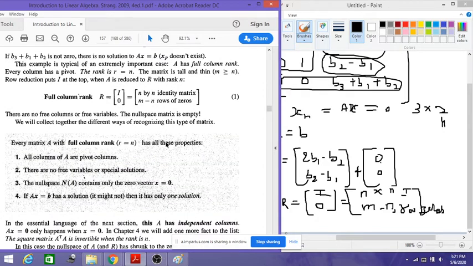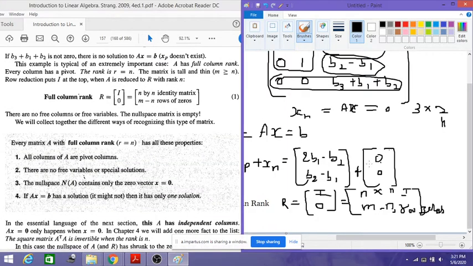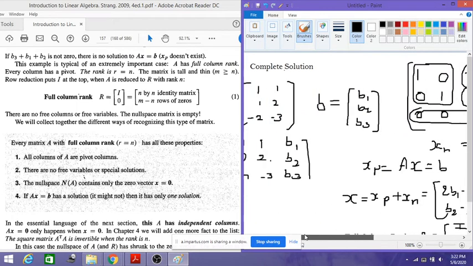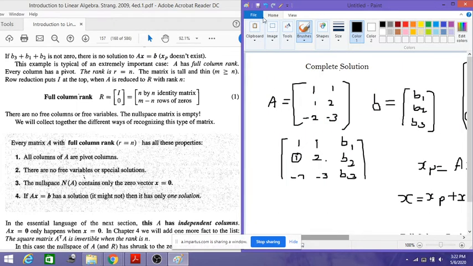So there are quite a few properties of this full column rank. So we will see the full column rank matrix. Let me save this page and go for the next one.